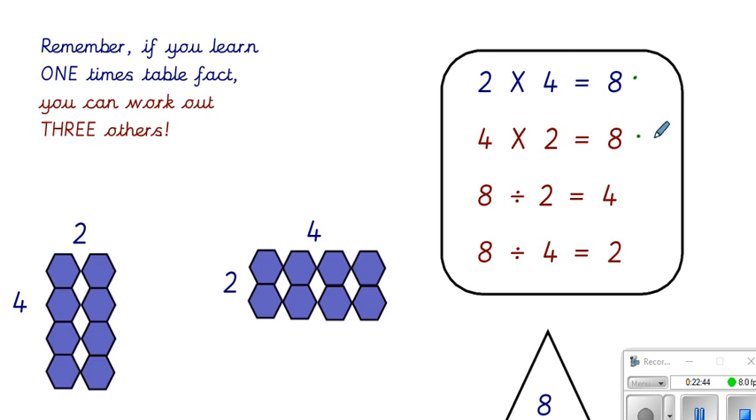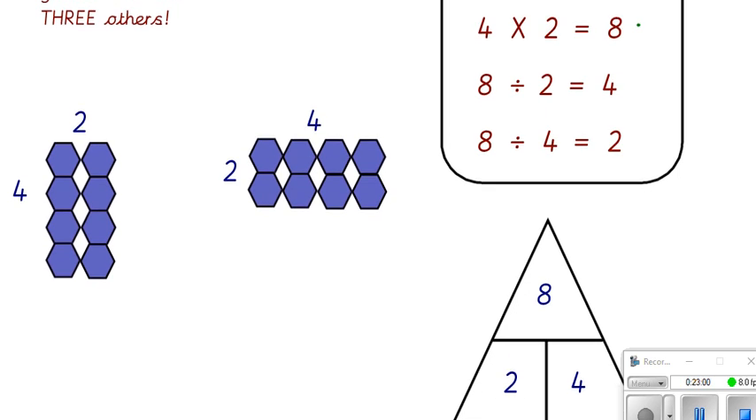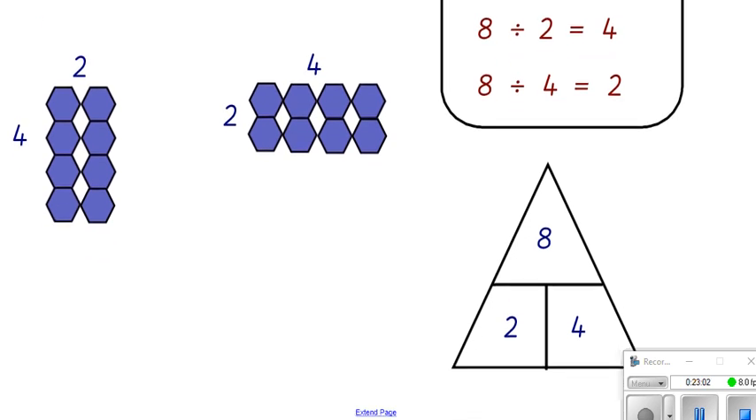I also know 2 division facts. I know that 8 shared by 2 will be 4, and 8 shared by 4 will be 2. And in my maths group, I've shown you how to write that down in a triangle to help you with your calculations. 2 times 4 is 8. 8 divided by 2 is 4. 8 divided by 4 is 2.